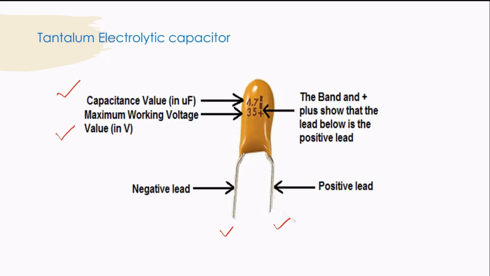Now for example, if the value on the tantalum capacitor is printed as N61, then the value of the capacitance is 0.61 nanofarad, and if it is printed as 5U2, then the value of the capacitance is 5.2 microfarad. That means the letter N indicates nanofarad and the letter U indicates microfarad.